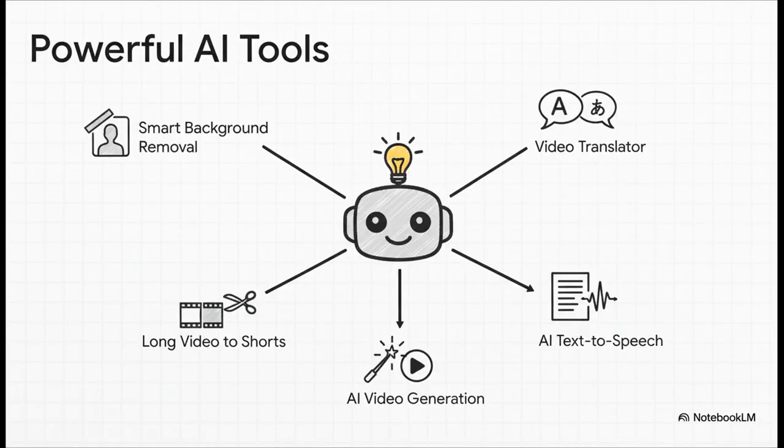But the AI magic doesn't stop there. Not even close. Need to get rid of a messy background that you don't have a green screen? Yep, there's a tool for that. Want to take a long YouTube video and have AI find the best parts to create short viral clips? It can do that automatically. You can even generate a realistic voiceover just from a script, or translate your whole video for a global audience. Seriously, each one of these tools is built to solve a real problem that creators face every day, and it saves you an incredible amount of time.